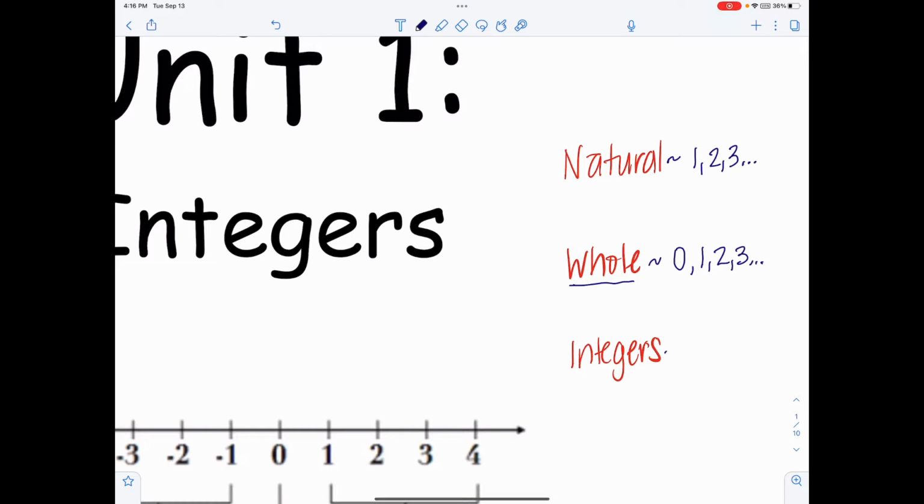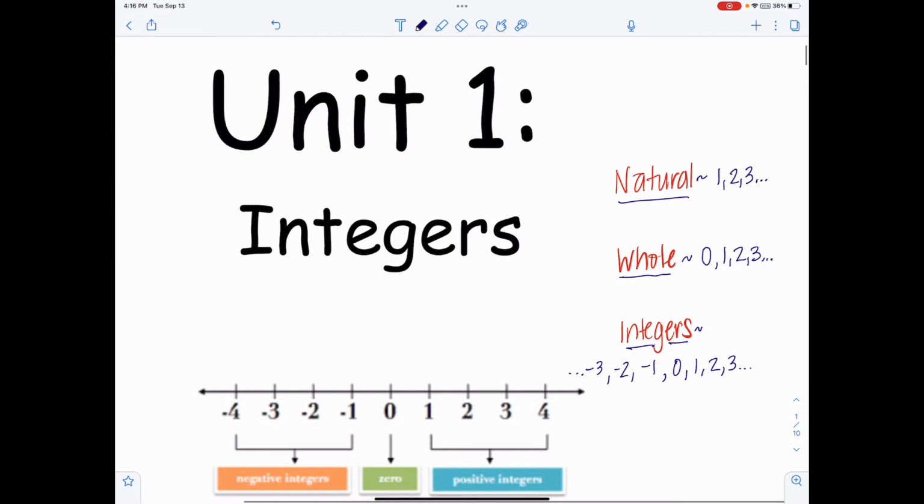Then you get a little older, and we have 0, 1, 2, 3, and their opposites. So we have -1, -2, -3, and so on, okay? And so that's the breakdown. So just remember that so that you have an idea of what integers are, but also how we build from natural numbers to whole numbers to integers.